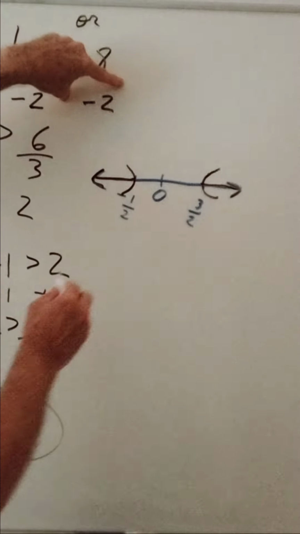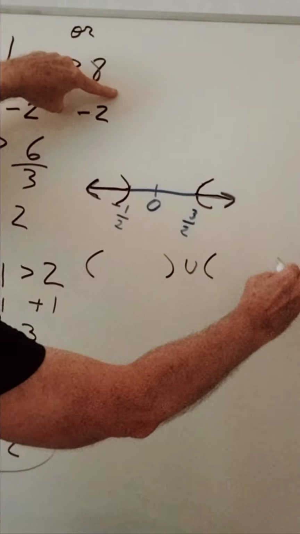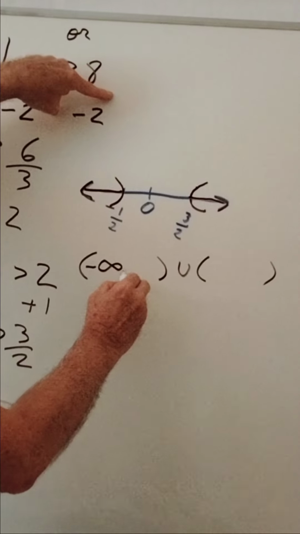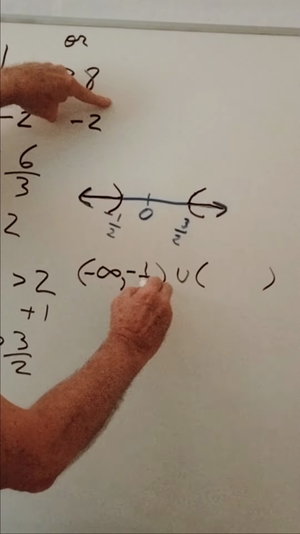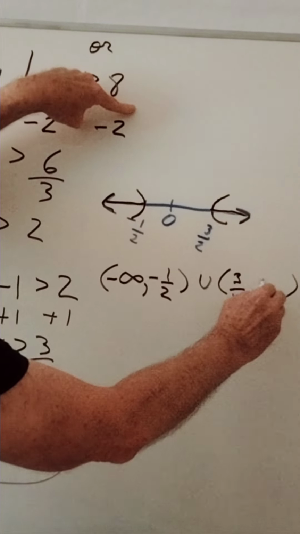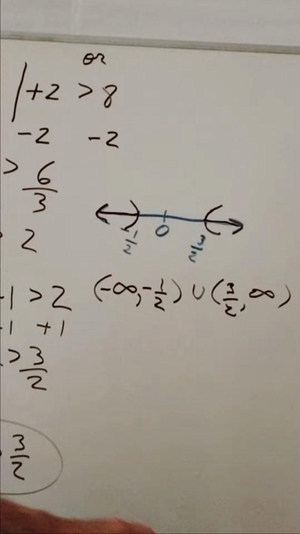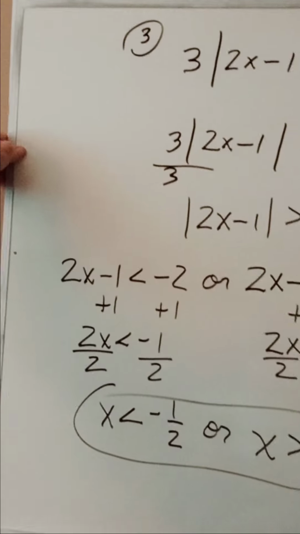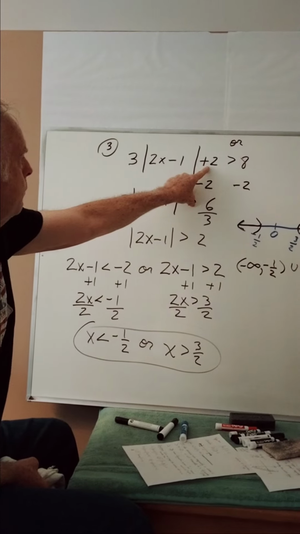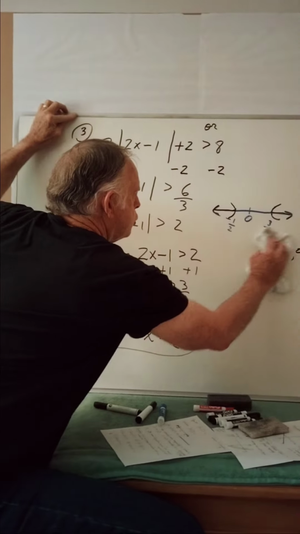Interval. All parentheses. Negative infinity, comma, negative 1/2. Positive 3 over 2, positive infinity, done. So what was the reason for number 3? Had to get rid of him, had to get rid of him. Wanted to make sure that I showed that.